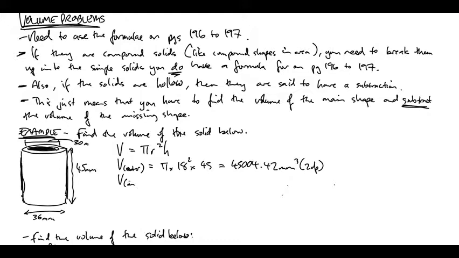Now the volume of the inner, the missing part: pi times the radius. Well, the diameter is 30, so the radius is going to be 15, times the same height. So pi times 15 squared times 45. That comes to 31808.63 cubic millimeters, to 2 decimal places.